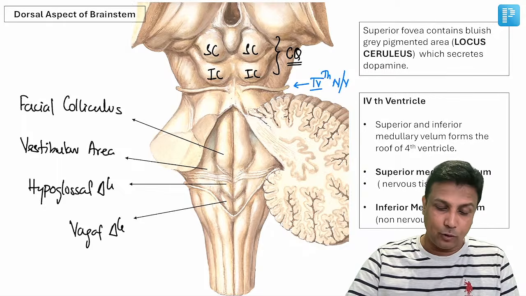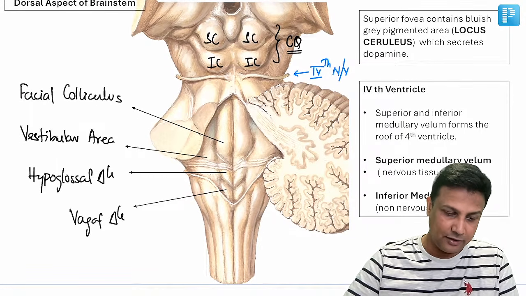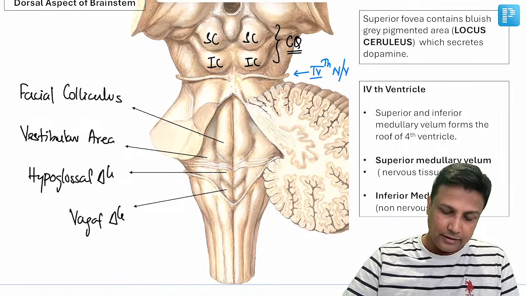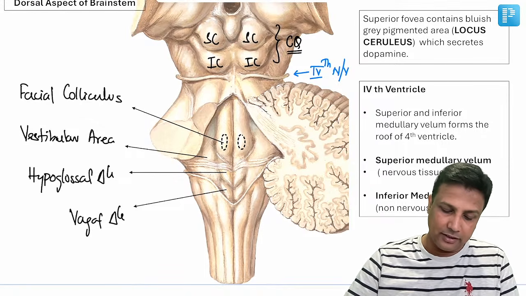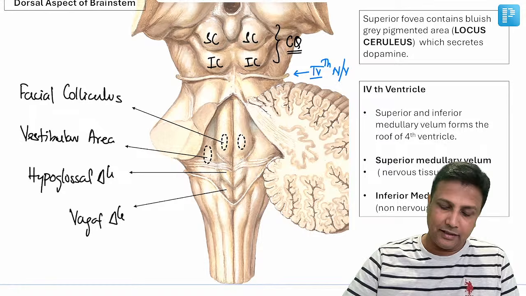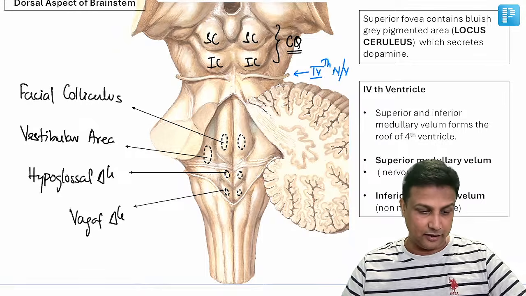Now in the floor of the fourth ventricle, you are able to see that there will be elevations. This elevation here is known as the facial colliculus. And then this elevation here will be the vestibular area. And then there will be the hypoglossal triangle and hypoglossal triangle here, and the vagal triangle and vagal triangle here. So, vagal triangle here.